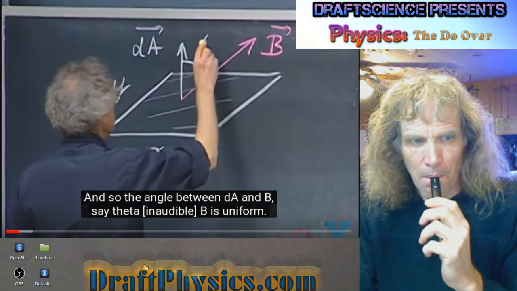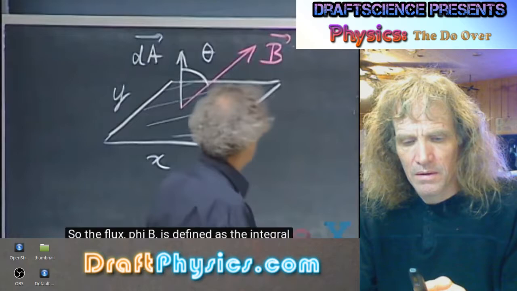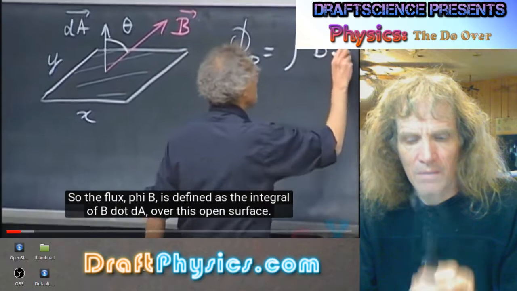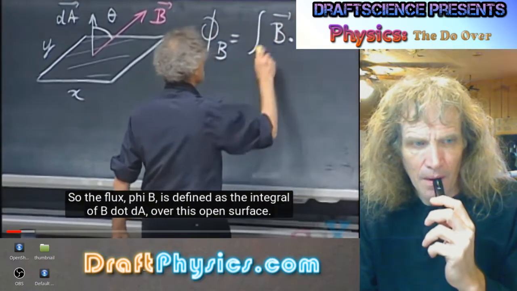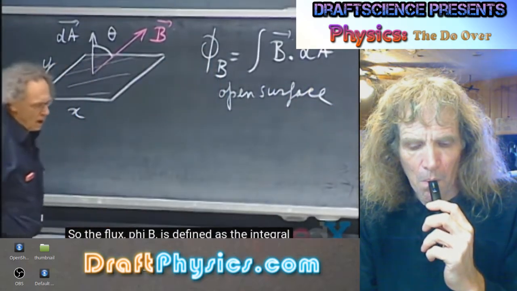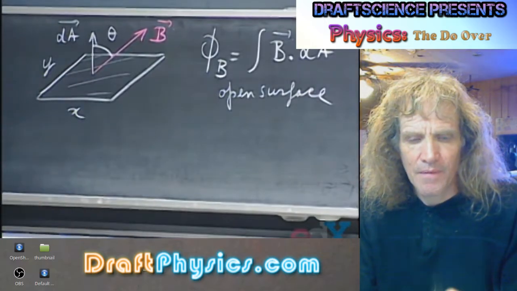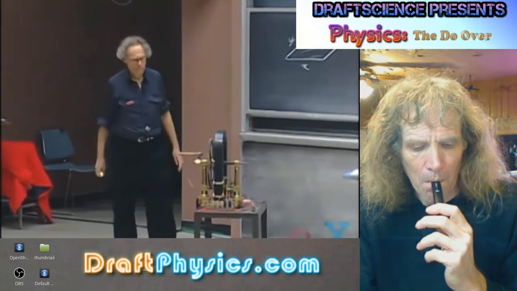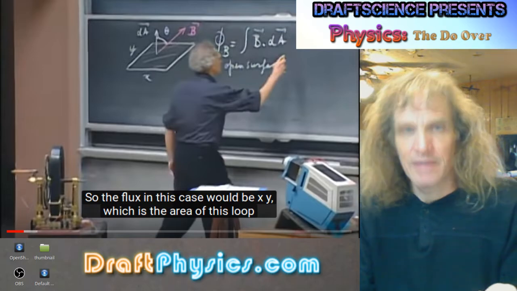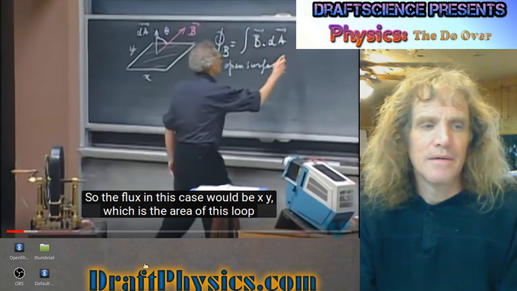And so the angle between the A and B, say is theta, but B is uniform. So the flux, phi B, is defined as the integral of B dot dA over this open surface. Flux is a scalar. It's plus or it's minus or it's zero. Flux has no direction. So the flux, in this case, has a charge, basically saying you're either pointing the positive end or the north end of a magnet at something. That's all that meant.